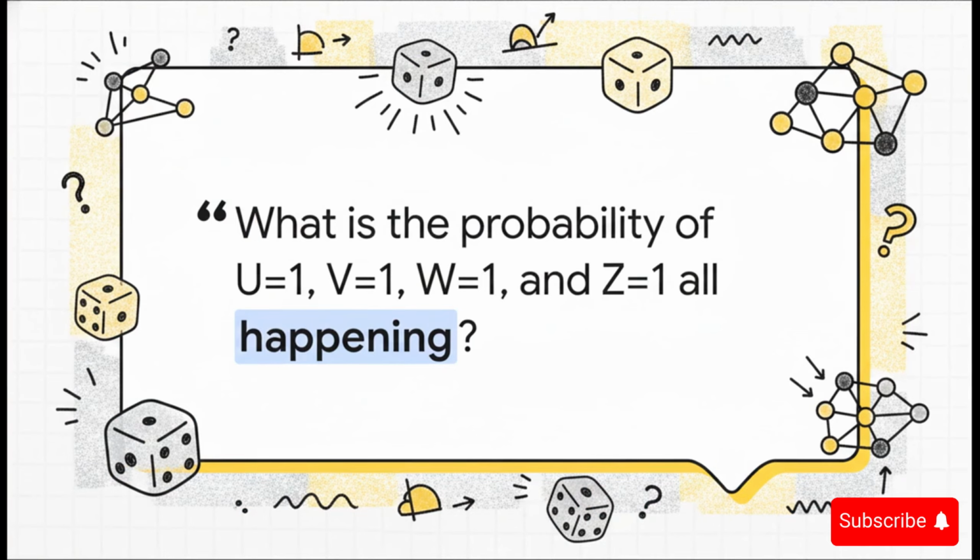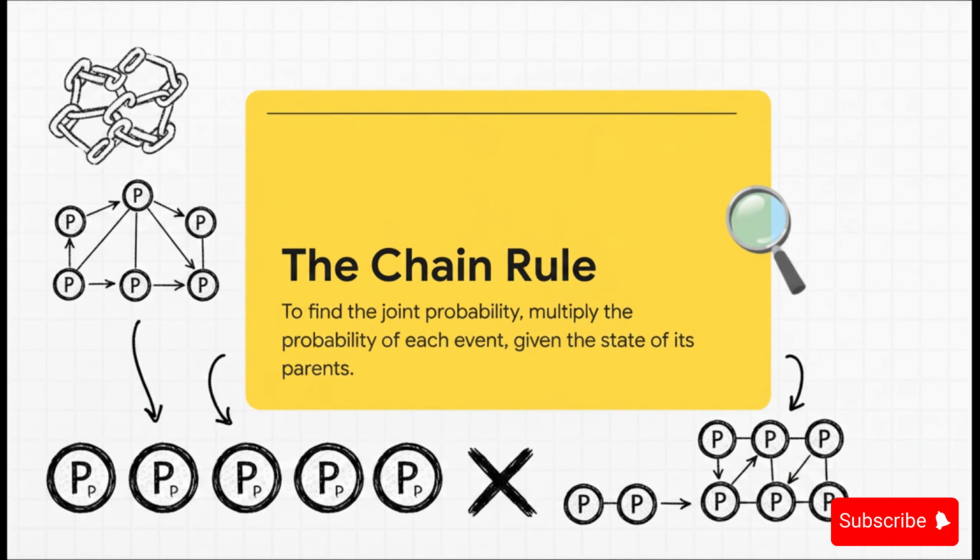Just to be perfectly clear, this is our goal. We want to know the exact odds that every single one of these events ends up as a 1. The secret to cracking this is something called the chain rule. Now, that sounds way more intense than it is. All it really means is that we're going to find the probability for each event, one by one, based on its parents, and then just multiply them all together.